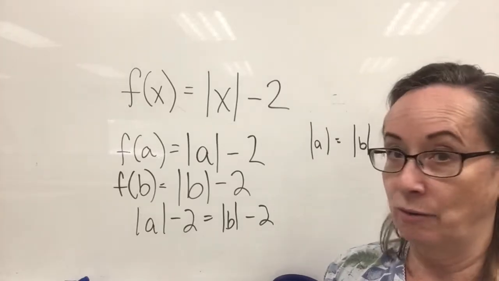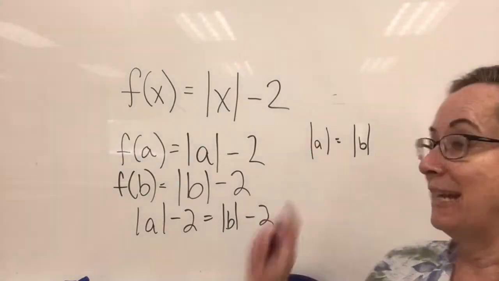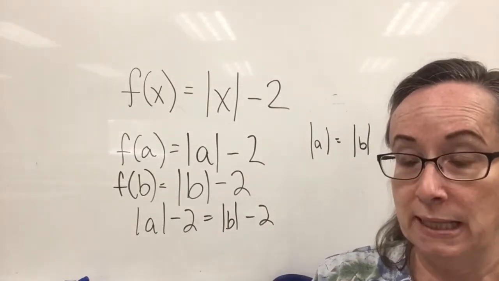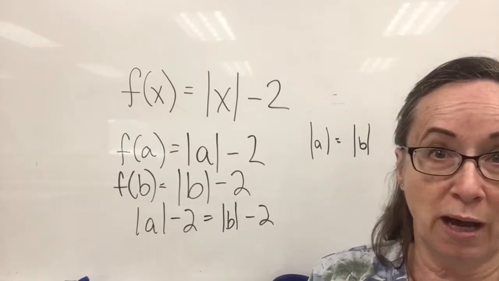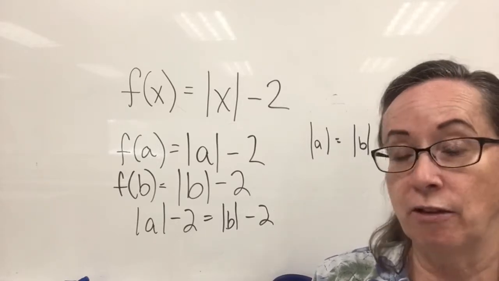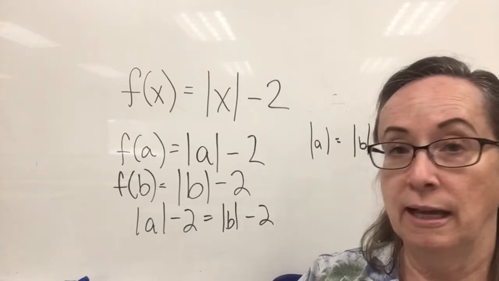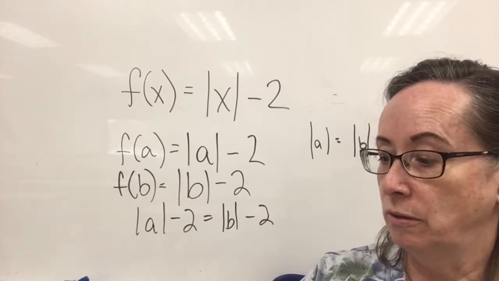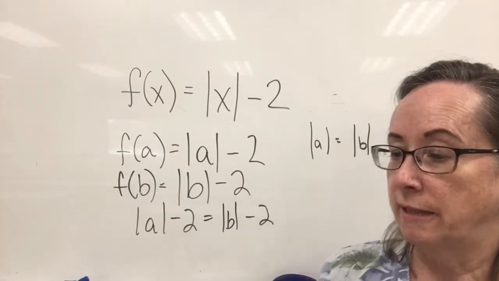Therefore, it is not 1 to 1 because I can't get down legitimately to just a must equal b. A has two options, plus or minus b. Therefore, it is not a 1 to 1 function. Okay, so let's look at the next one.